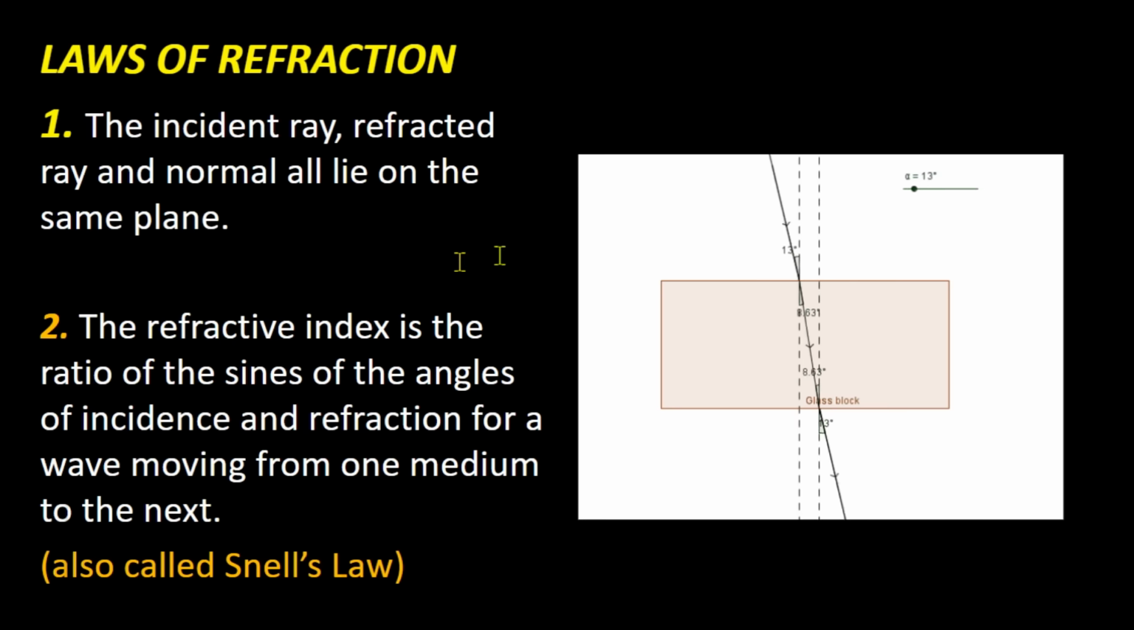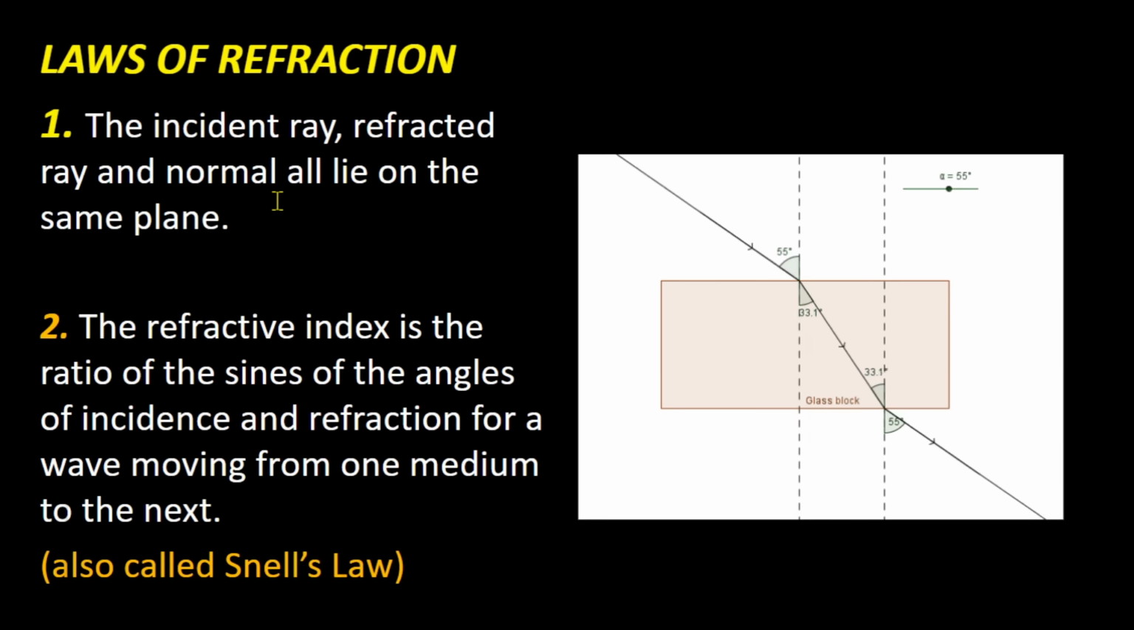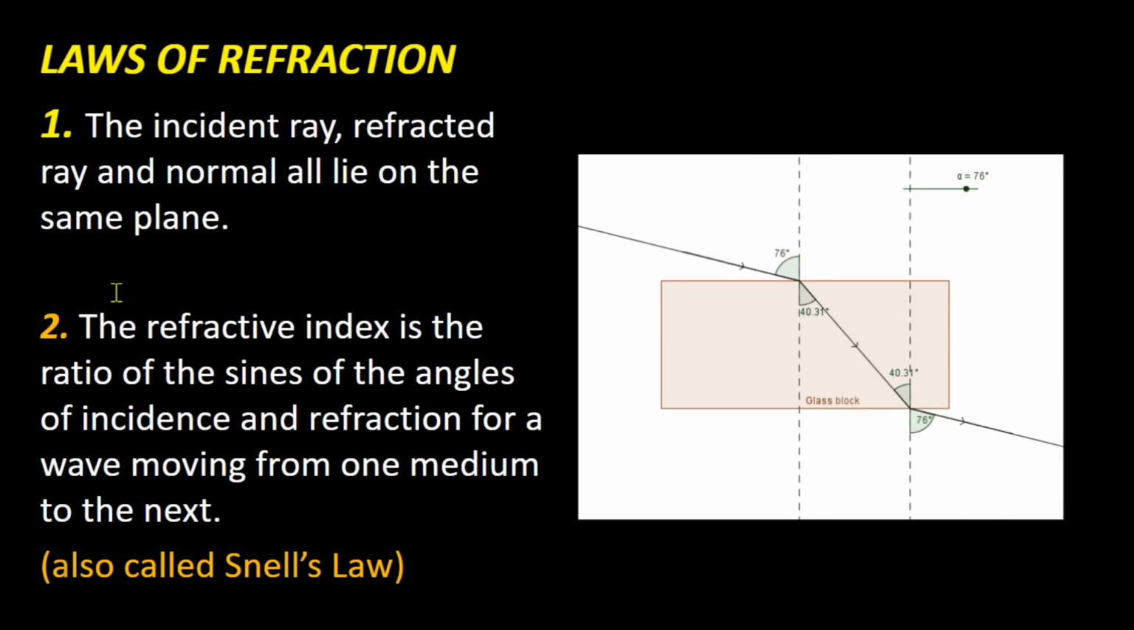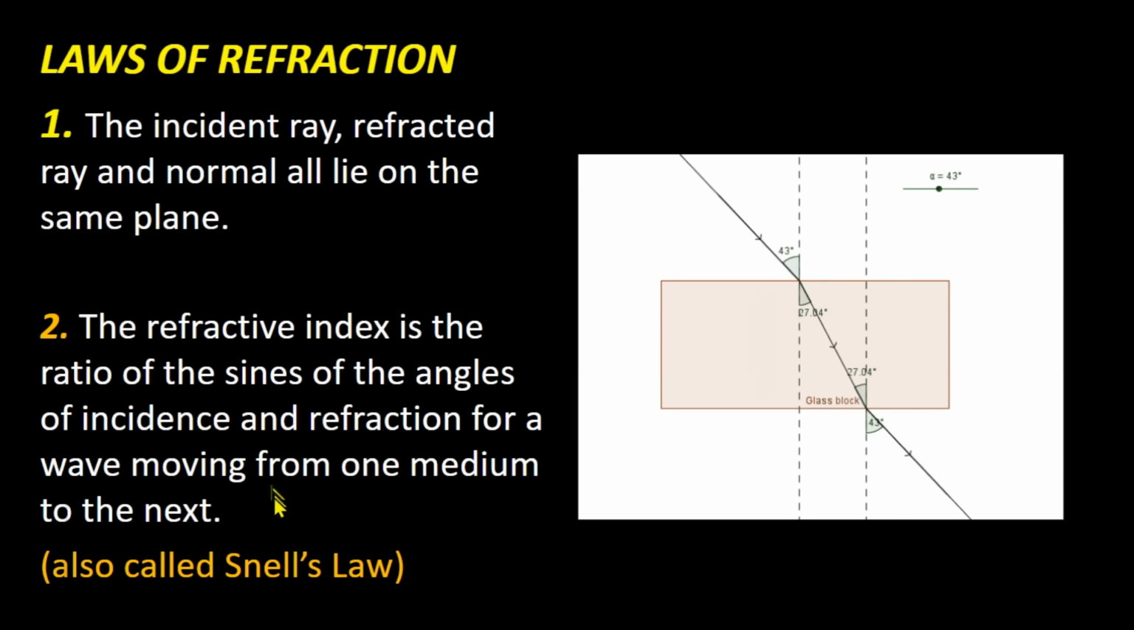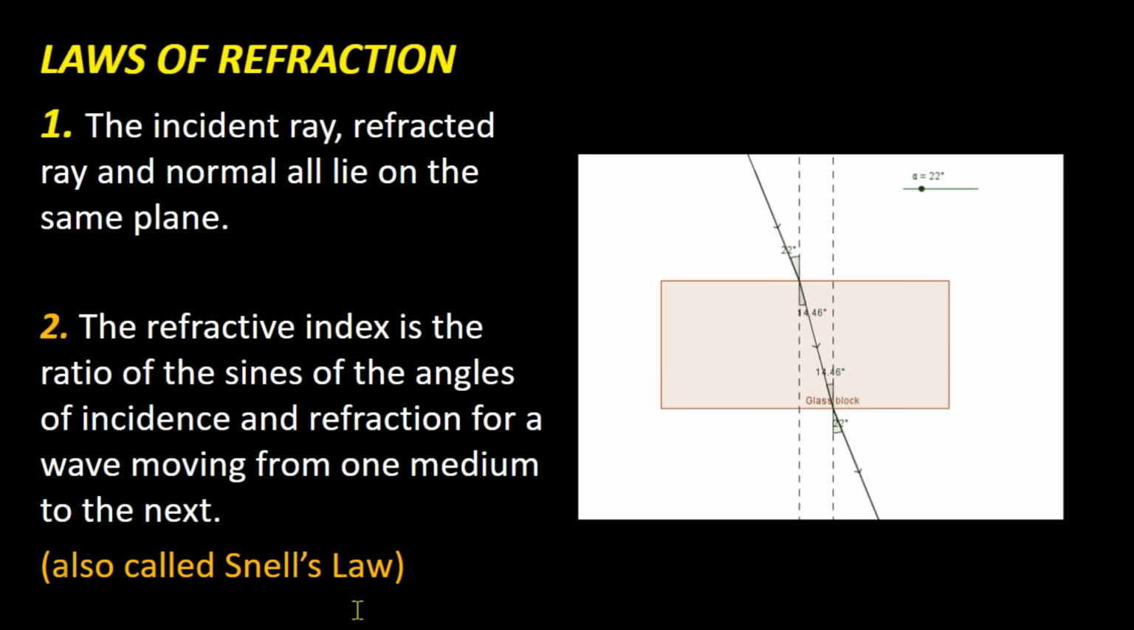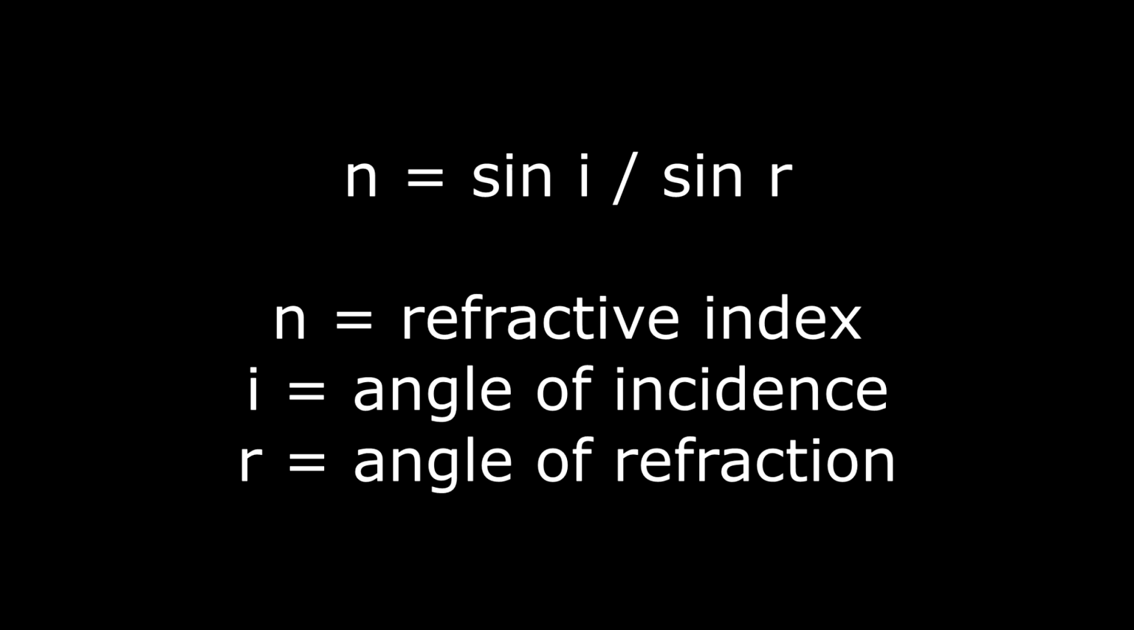There are two laws of refraction. The first law is the incident ray, refracted ray, and normal all lie on the same plane. The second law is the refractive index is the ratio of the sines of the angles of incidence and refraction for a wave moving from one medium to the next. This is also called Snell's law. This is also just the definition for refractive index. So you can also just write the formula for refractive index, n is equal to sine i over sine r, and just indicate what is n, i, and r.